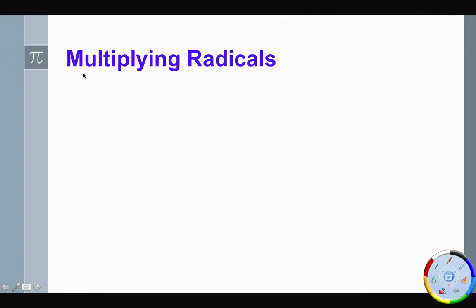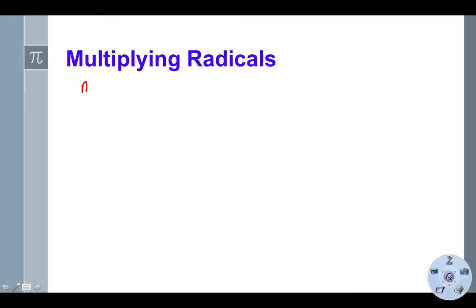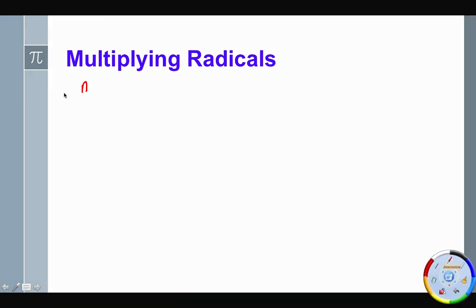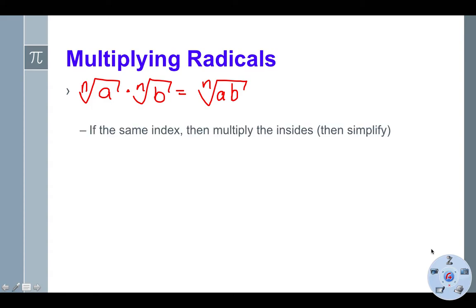And this little rule says that if you have the nth root of A times the nth root of B, we get the answer of the nth root of A times B. So when we multiply two radicals that have the same index, then we can multiply the insides of those two radicals together. So we have the nth root of A times the nth root of B. We can say that is the nth root of A times B.